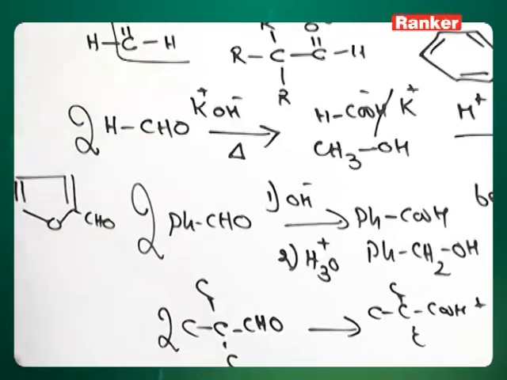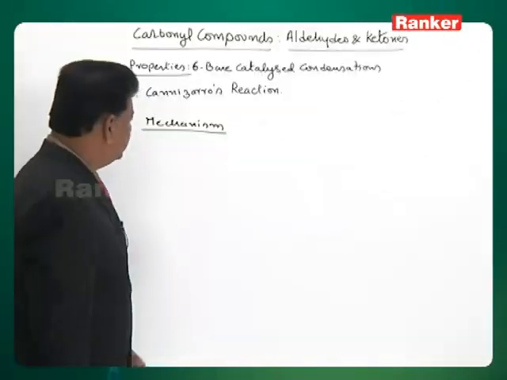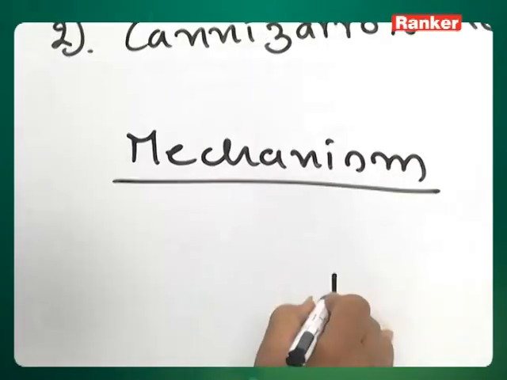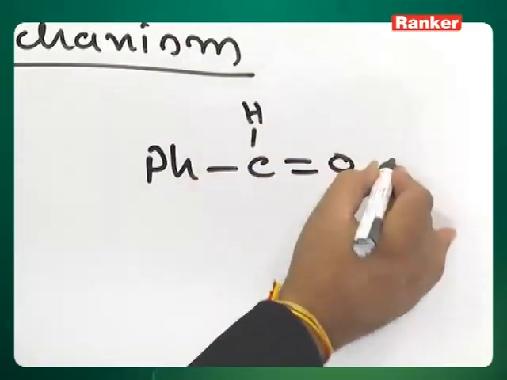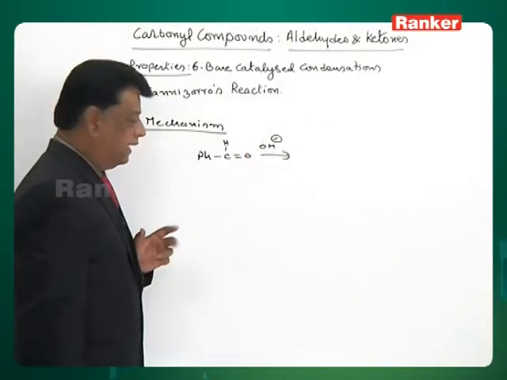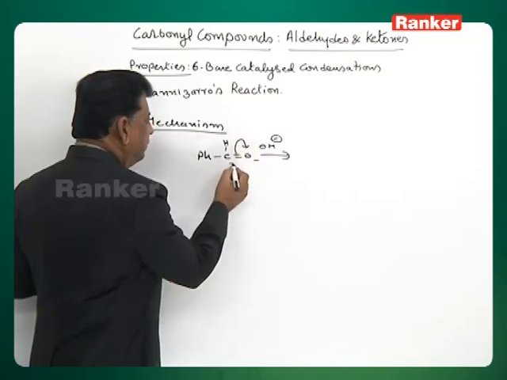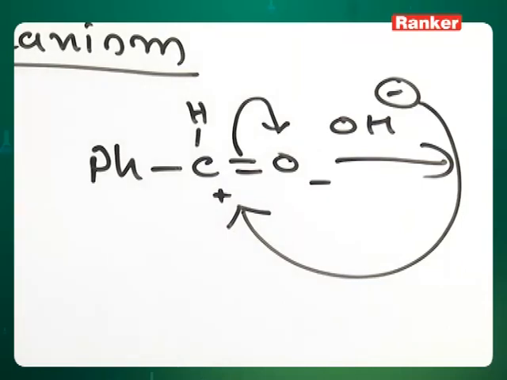What exactly is the OH minus doing in this reaction, helping the reaction or working as a catalyst? Let us identify. Let us see the mechanism of this Cannizzaro reaction. I will take benzaldehyde as a sample compound, and the OH is what we are using as the catalyst. When the carbonyl polarizes you will get a minus sign and a plus sign. On the plus, the OH minus will attack.